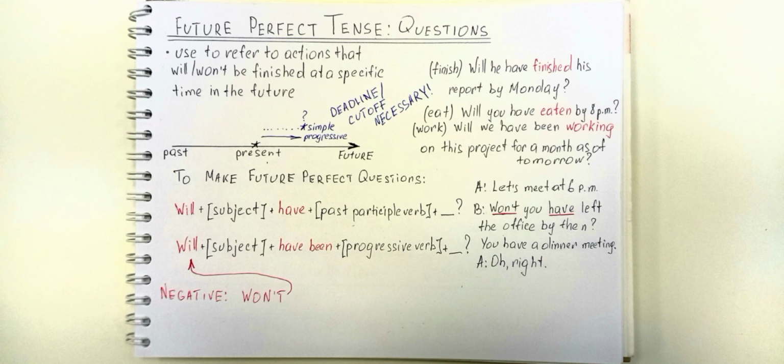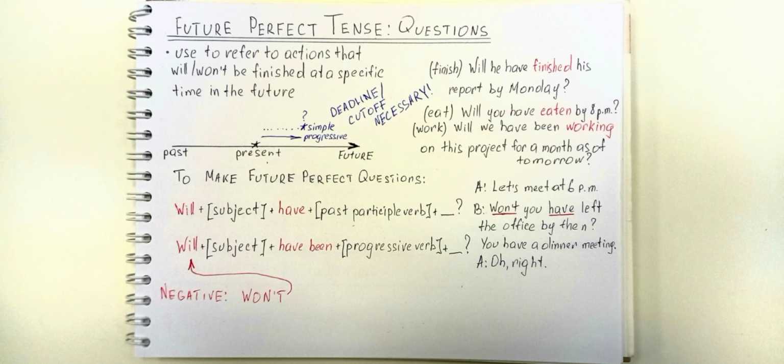The answer to this might be no, we won't have eaten, or no, I won't have eaten because I'm working, or yes, I'll have eaten already, for example. So we can use the future perfect tense to reply to this question as well. Yes, I will have eaten. No, I won't have eaten yet, for example. You can mix yet and already into your answers. Okay, let's continue along to the next example.